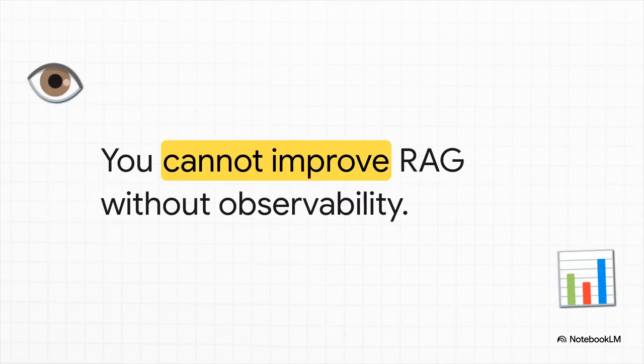And to survive that production reality, you absolutely, unequivocally must implement an observability layer. You literally cannot improve RAG without it. You have to be ruthless about tracking your token usage, monitoring retrieval latency, and constantly evaluating hallucination rates and retrieval precision. Seriously, if you aren't measuring it, you aren't managing it.